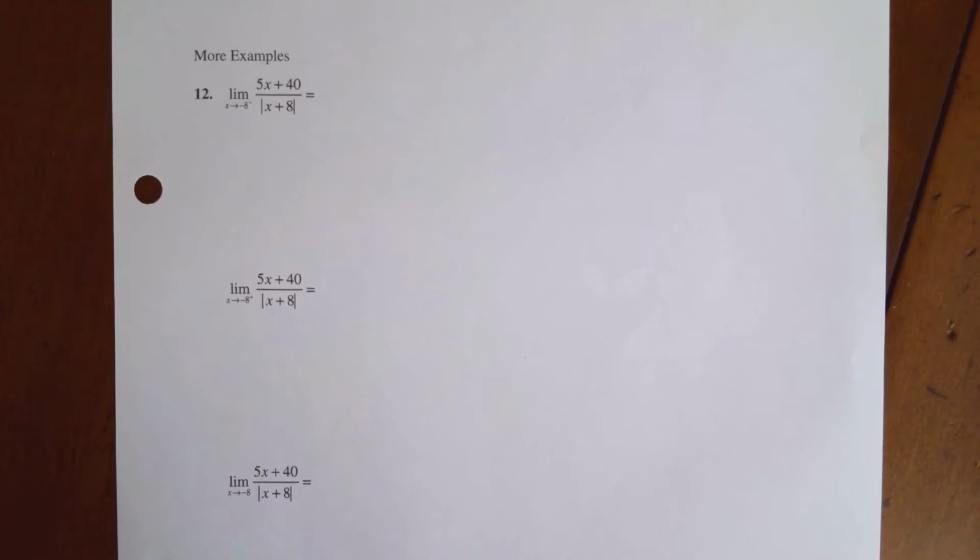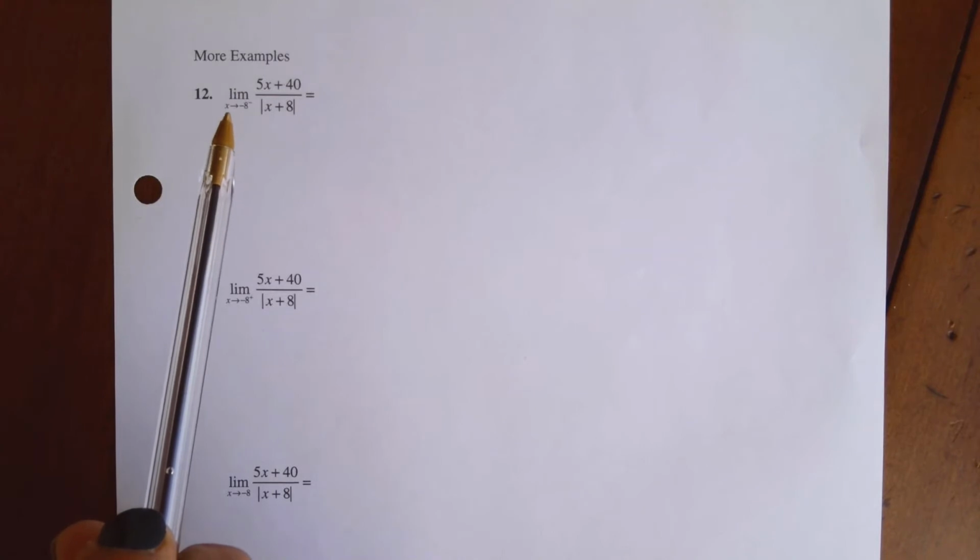When I look at this, I don't want to put in numbers getting close to -8 from the left, like -8.1, -8.01, and so forth, and try to do this on paper. Algebraically, you could do this, but that's probably not going to be the best thing.